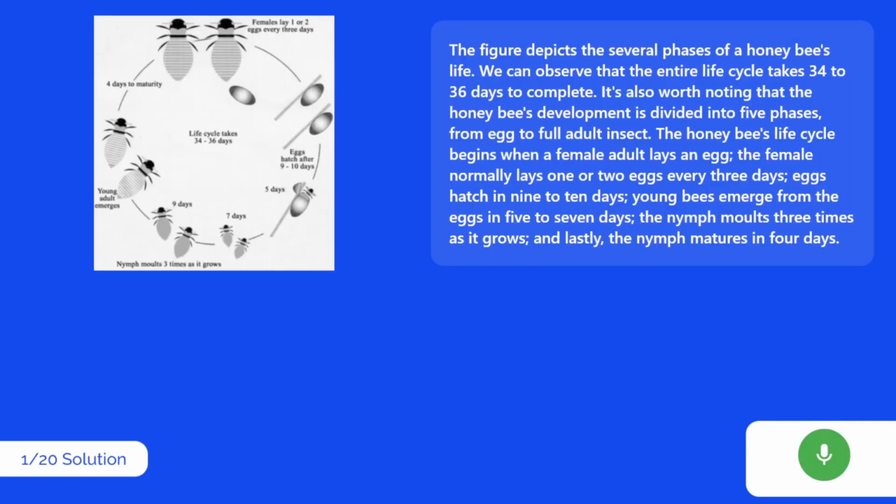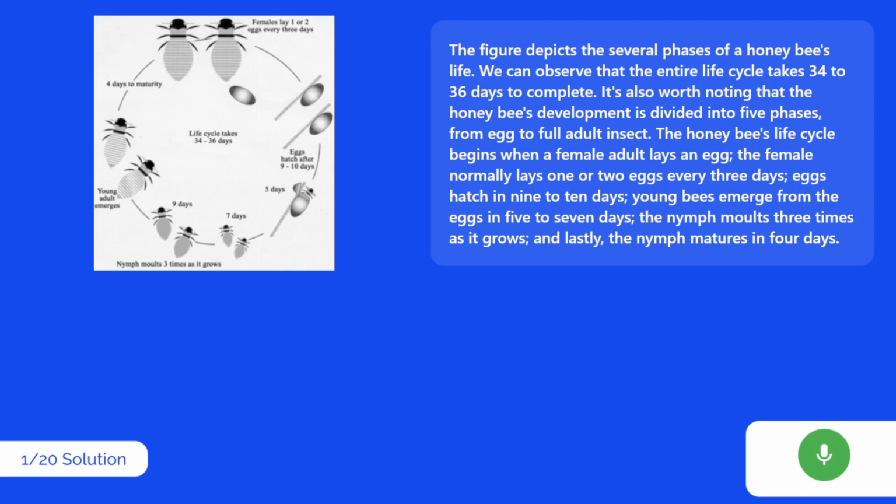The figure depicts the several phases of a honeybee's life. We can observe that the entire life cycle takes 34 to 36 days to complete. It's also worth noting that the honeybee's development is divided into 5 phases, from egg to full adult insect.